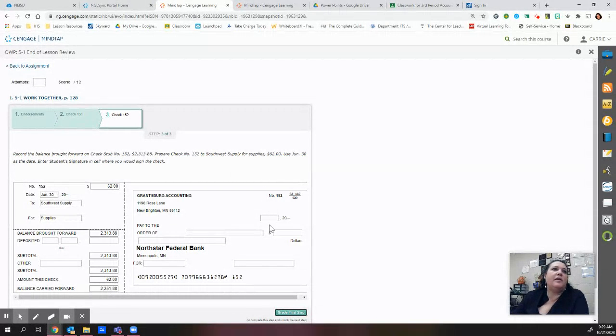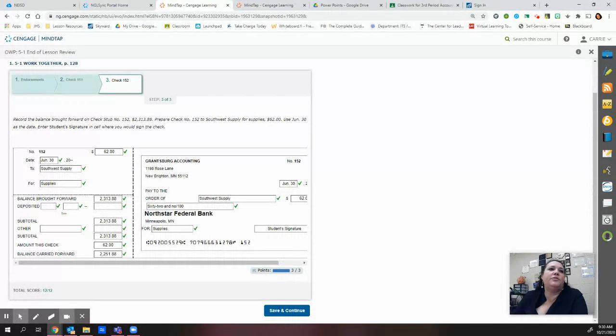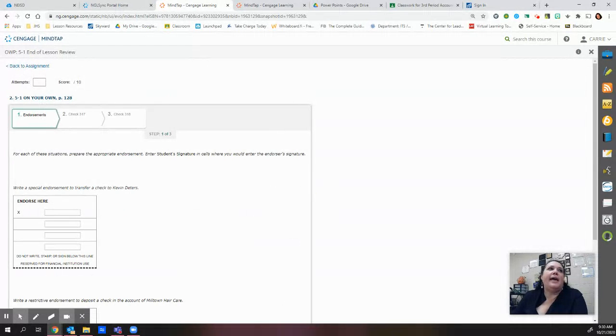Now, come over here, we're going to write the check, June 30, and it's to Southwest Supply for $62. And the way we write that is 60-2, and no /100 for supplies, and then student's signature. And then grade the final step. So you're definitely going to have to pay attention to how to write those. Okay, now you're going to do the on your own, and let me know if you have any questions.